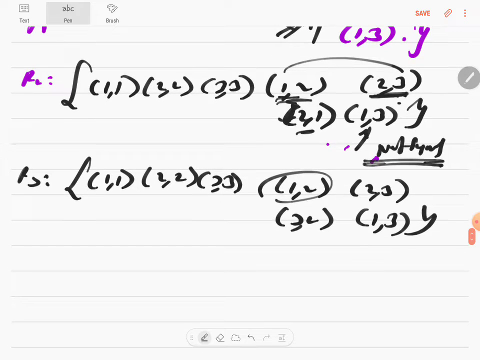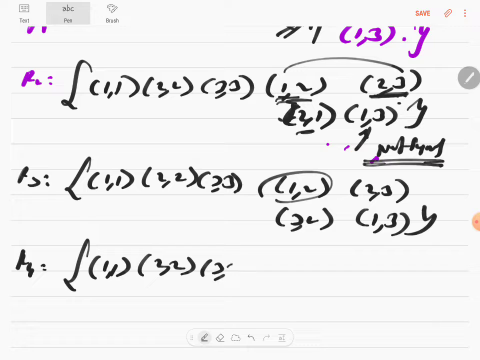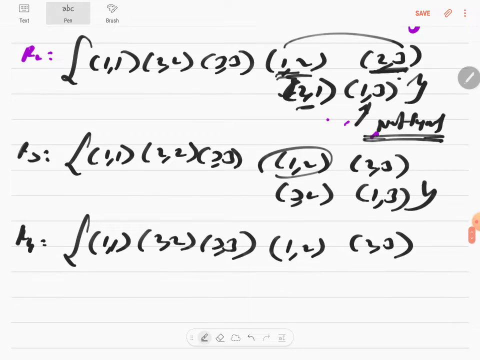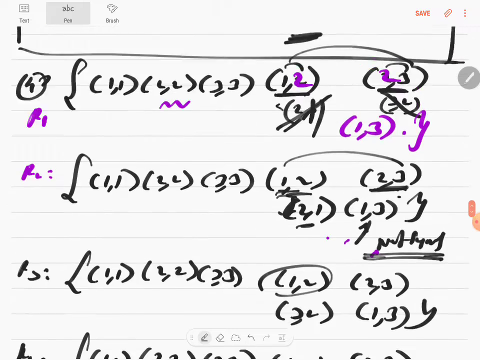Now you try to write a relation 4. Let's try. Okay, (1,1), (2,2), (3,3). You write a (1,2) and a (2,3). Okay, now you can't do it. You compulsorily have to have a (1,3), which is already here.